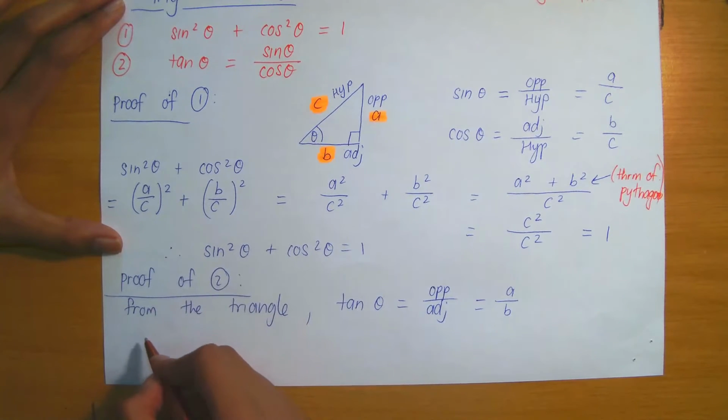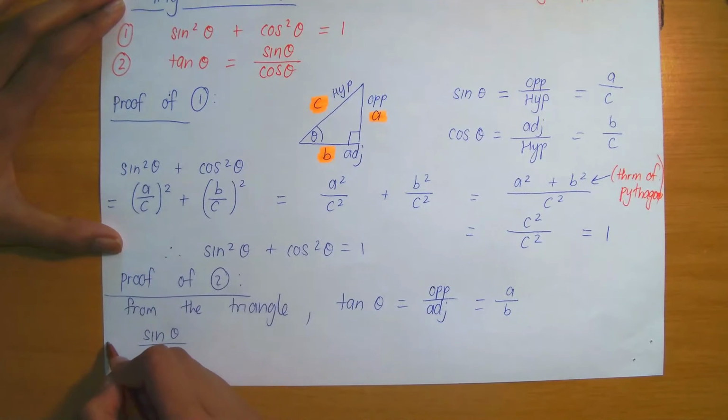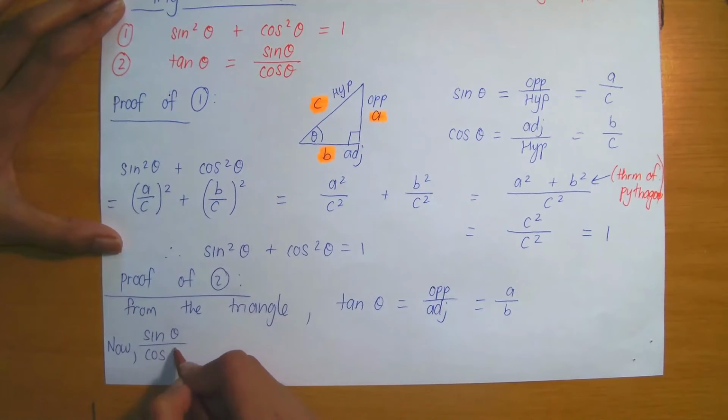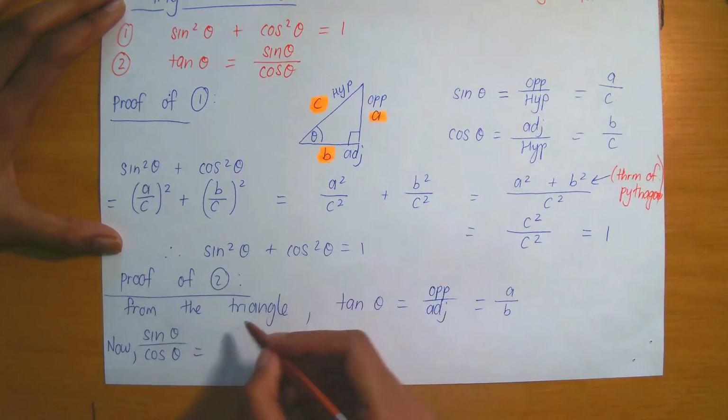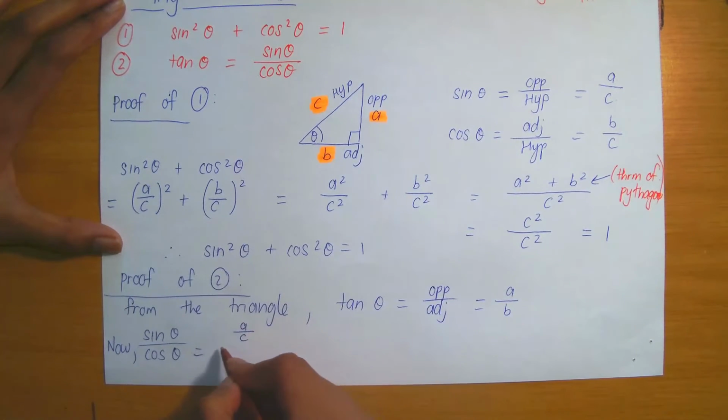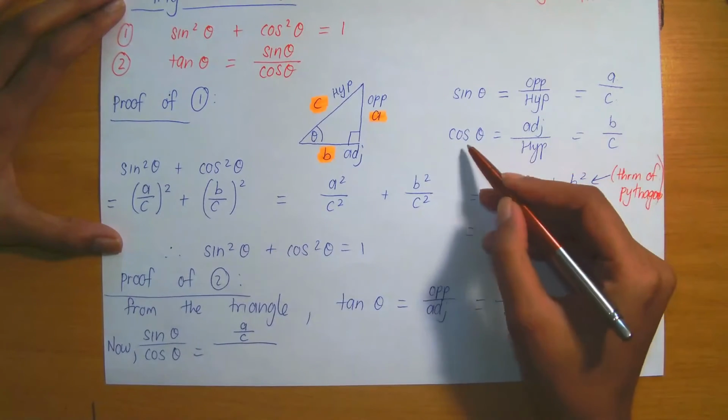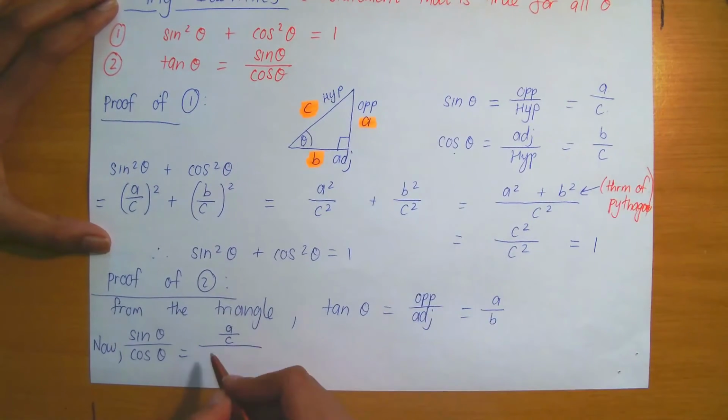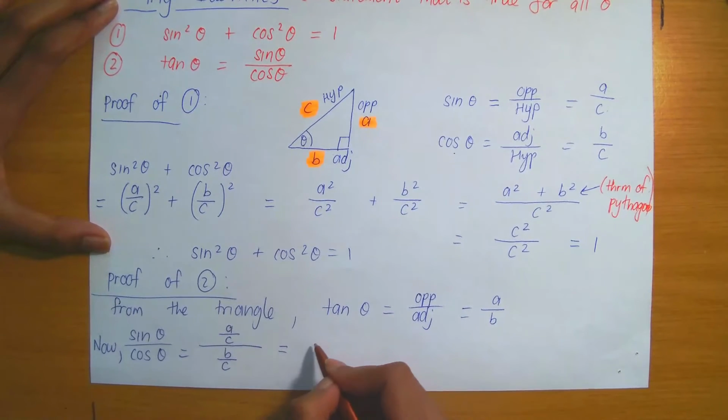So let's consider what is sine theta divided by cos theta. We've already written down what sine theta is. It is A divided by C. And then we are dividing that by cos theta. Cos theta is B divided by C. So I've got a fraction divided by a fraction, so I'm going to invert and multiply.